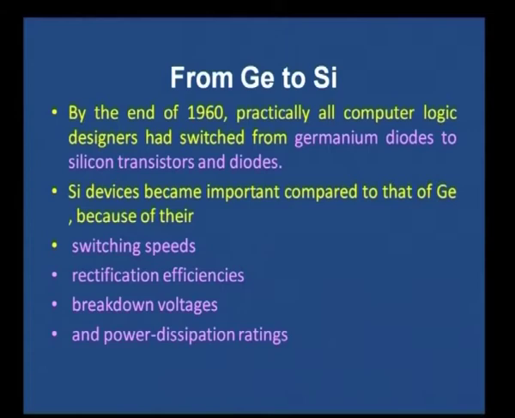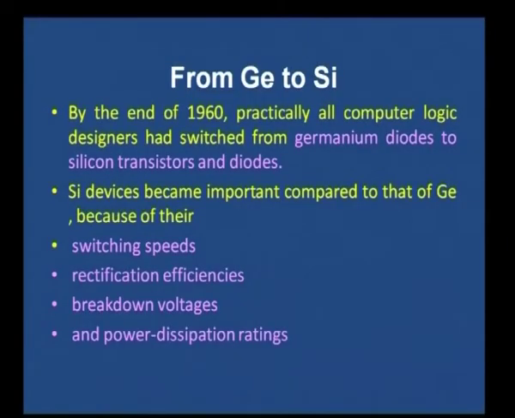Silicon devices became important compared to germanium because of the following factors: superior switching speeds, rectification efficiencies, high breakdown voltages, and power dissipation ratings. Depending upon the four factors, the switching speeds, rectification efficiencies, silicon rectifier, right, and breakdown voltages and power dissipation ratings, these things make silicon more superior compared to germanium.